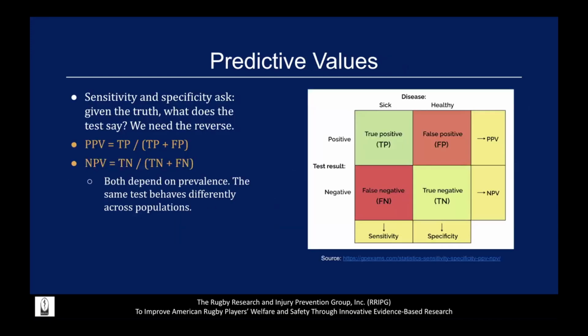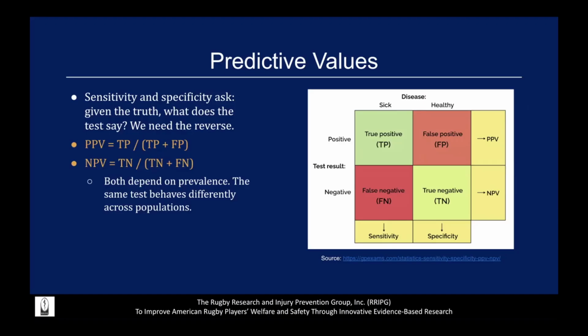To move on to predictive values: sensitivity and specificity answer one direction of the question. Given the truth, what does the test say? But in practice, professionals face the reverse question. Given a positive result, they would like to know what it actually means. That is what predictive values give us. A positive predictive value, or PPV, is the chance that a positive result is a true positive. On the other hand, negative predictive value, or NPV, is the chance that a negative result is truly negative. As you can see on the right, you can see where PPV, NPV, and sensitivity, specificity lie on a table.